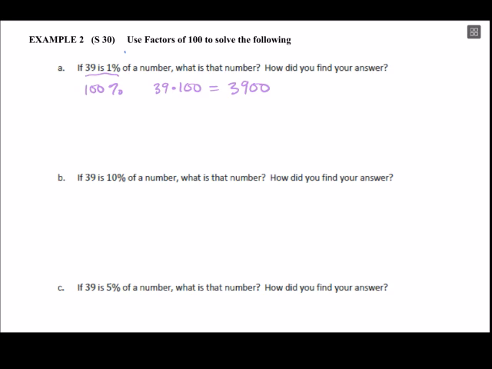What if I wanted, let's say, 47%? How many 1% are in 47%? 47. 39 times 47 is 1,833. Now that one's pretty straightforward. Let's look at a different example.